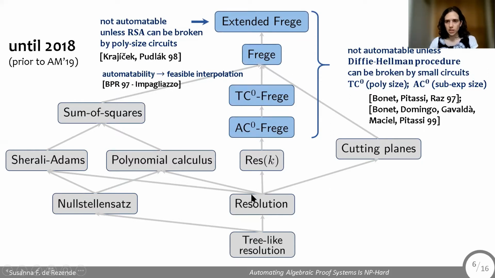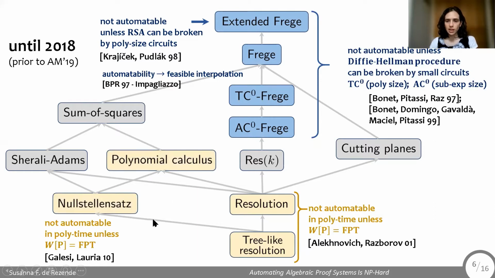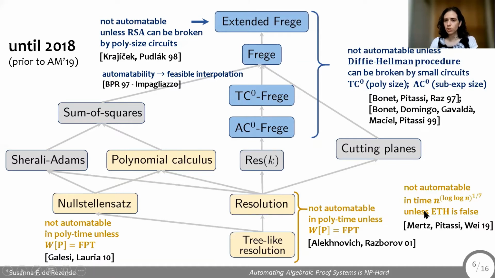Then for weaker proof systems, the first result was by Alekhnovich and Razborov in 2001, and they showed that both resolution and tree-like resolution are not automatable unless the fixed parameter hierarchy collapses. But almost 10 years later, this was extended to polynomial calculus and Nullstellensatz. And more recently, it was shown that both resolution and tree-like resolution are not automatable in slightly super polynomial time unless ETH is false. So this was the landscape of non-automatability before Atserias and Müller.